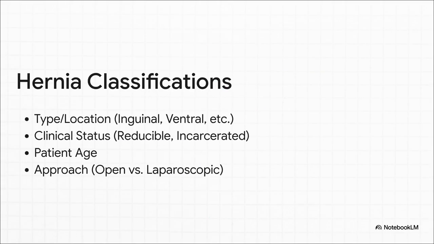To nail this, you need to identify 4 absolute key factors. Number 1, location. Are we talking inguinal, femoral, ventral, umbilical, or incisional? Number 2, clinical status. Is it reducible, or is it incarcerated and strangulated? Number 3 is patient age, which is super critical for pediatric cases. And finally, the surgical approach. Actually, this one's huge. Mixing up an open versus a laparoscopic approach will completely derail your code selection.